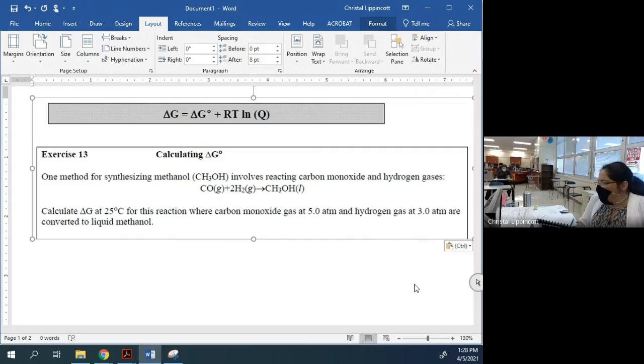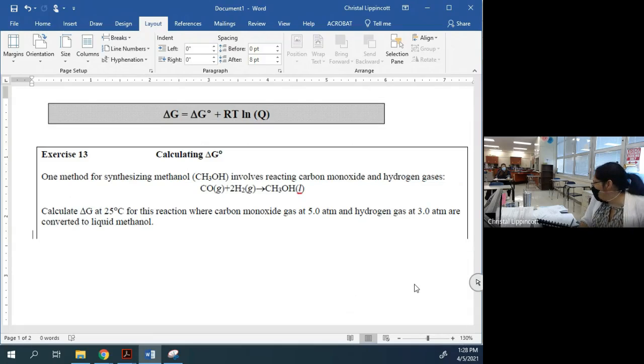All right, so remember, if Q equals K, we're at equilibrium, okay? We've got 5 atm and hydrogen is at 3 atm, and they're converted to liquid methanol. Remember that pure liquids are not part of K or Q. So keep that in mind.